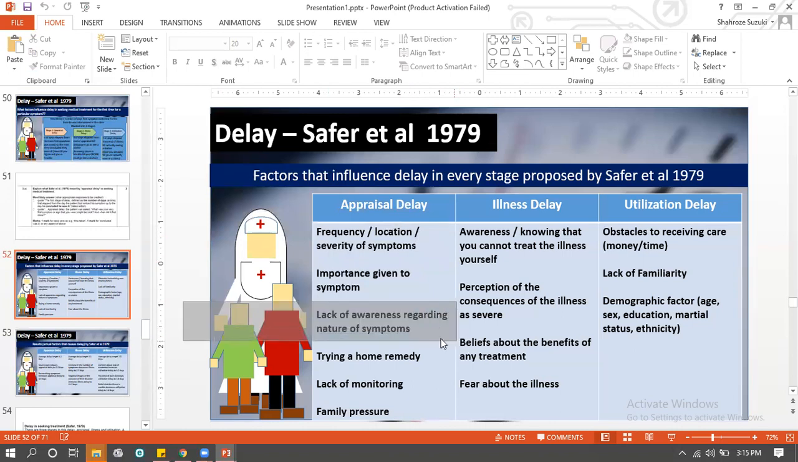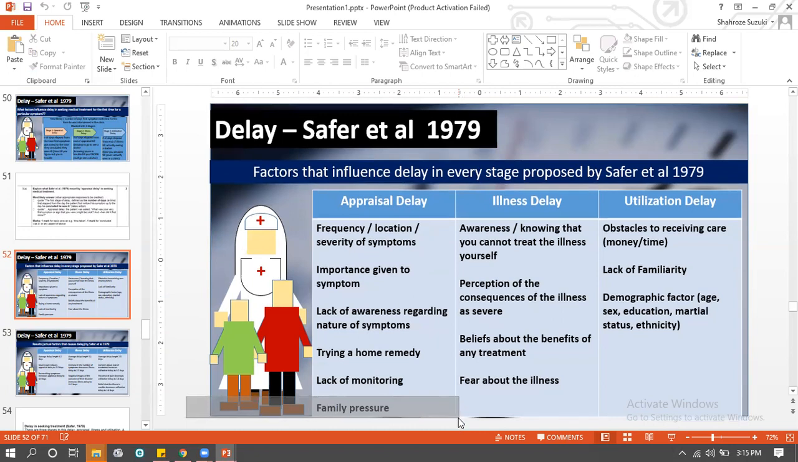Lack of awareness is that you don't even know what the symptoms of COVID are. So you may have symptoms, but you don't even realize you have COVID, right? Family pressure. Family is going to say you don't have anything, there's no issue, you're overreacting, so this is going to impact whether you realize you're ill or not. So these are the factors.